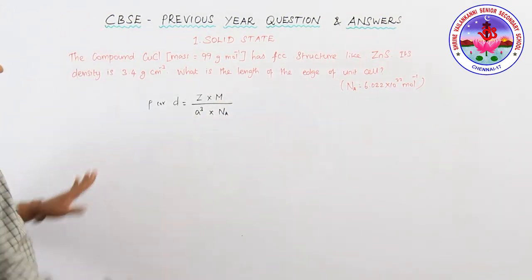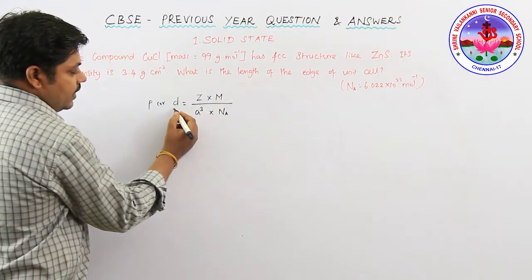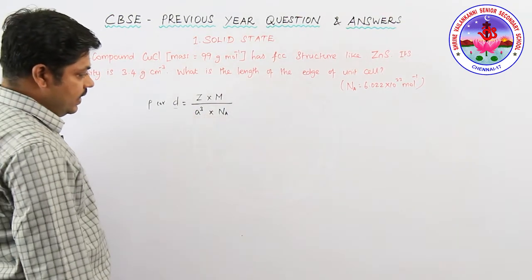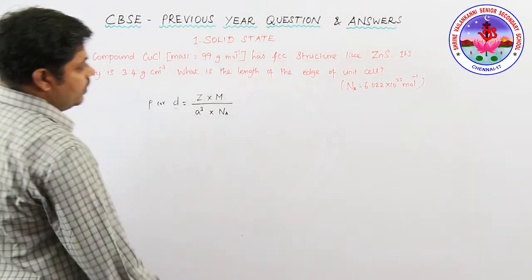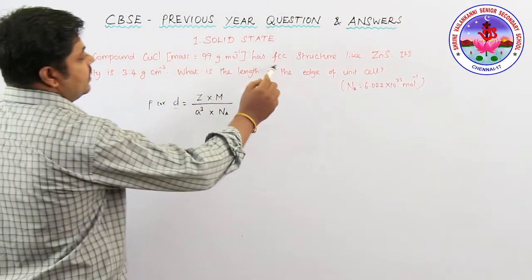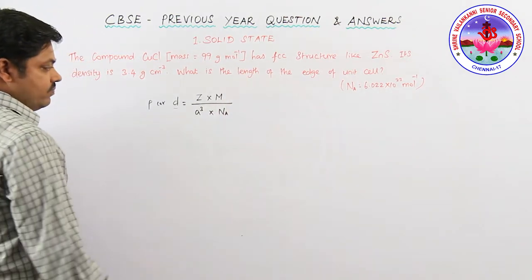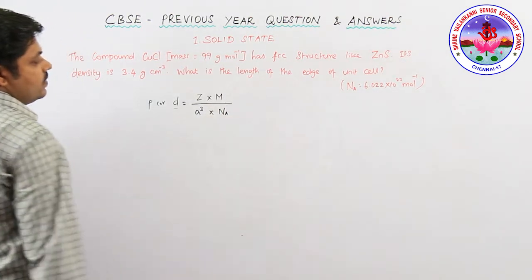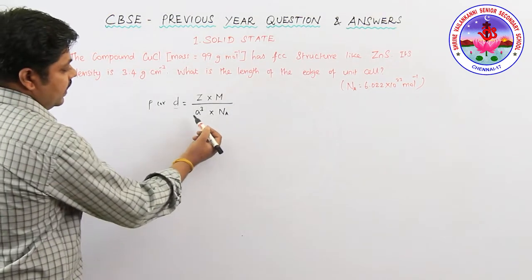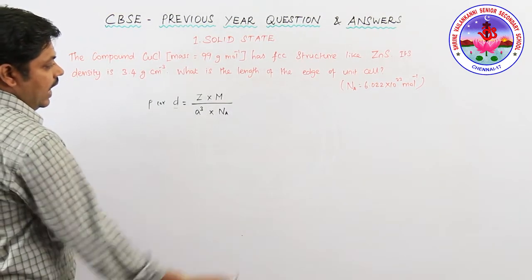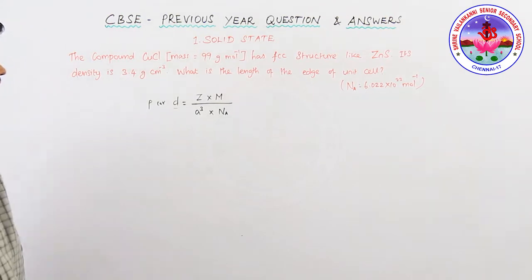Here I will tell you the expression one by one. The D indicates density. Then Z is number of atoms per unit cell. Here the structure is FCC. Then M indicates molar mass, or formula mass. Then A cube is the edge length and Na is the Avogadro number.